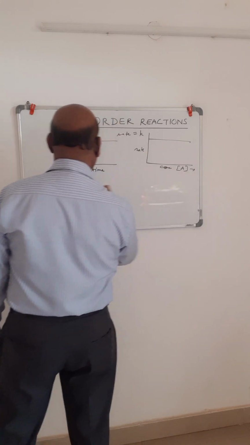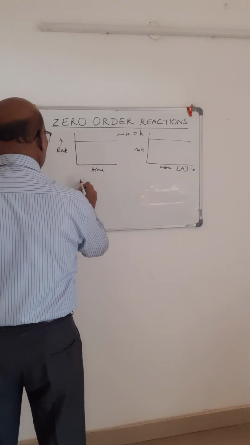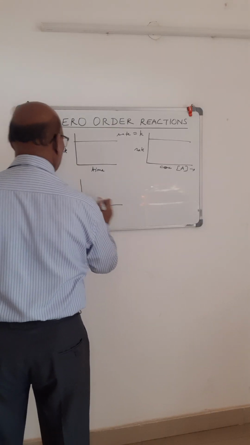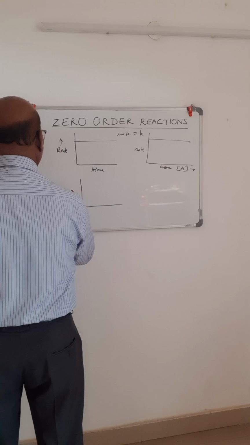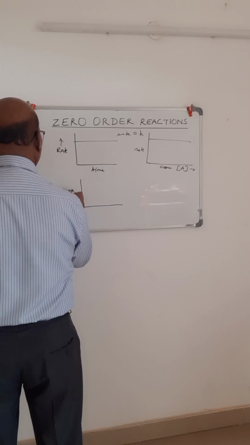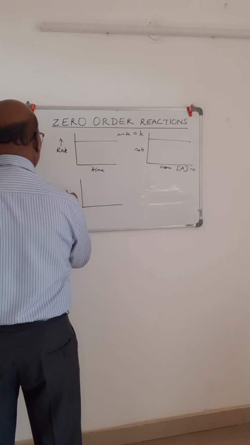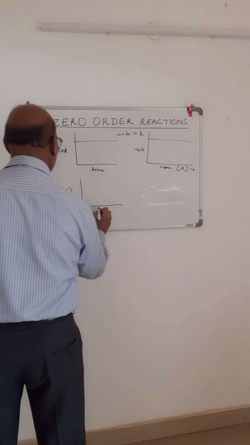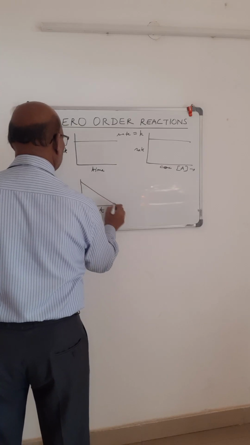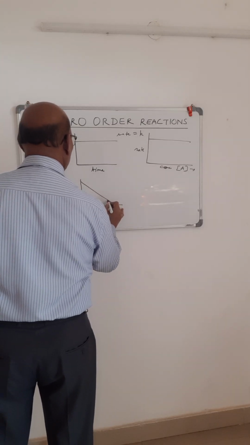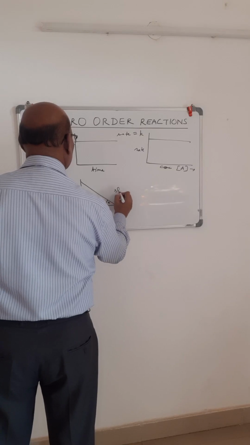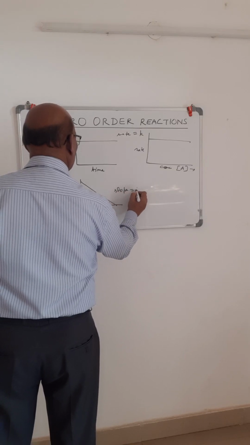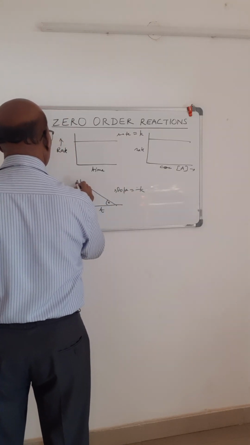Okay, if I draw this, say, concentration of A with time, that we had just now drawn, it was varying like this with slope equal to minus k, and this intercept was A naught.